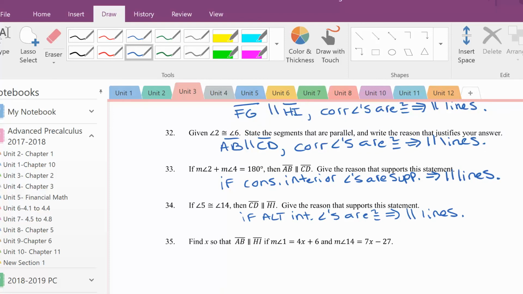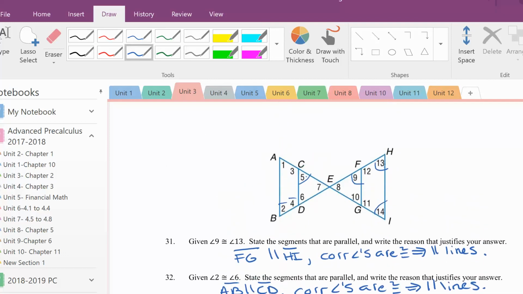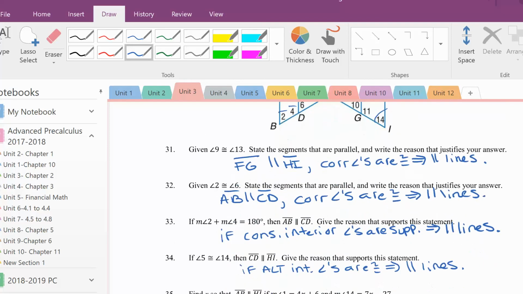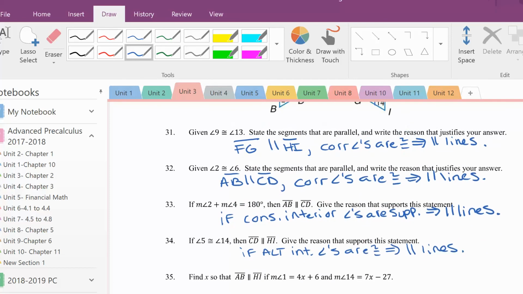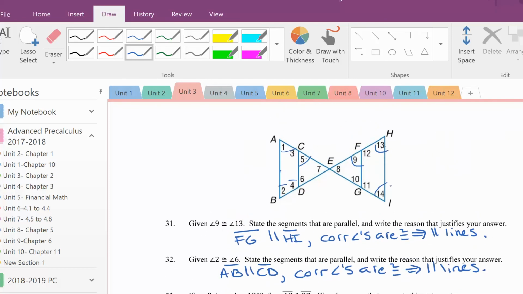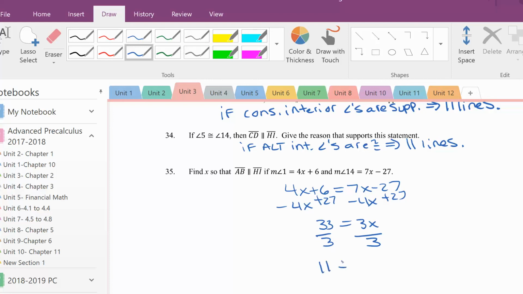And then last but not least, it says find x so that AB is parallel to HI. If the measure of angle 1 is 4x plus 6, and 14 is 7x minus 27, those are alternate interior, so you can set them equal to each other. So you get 3x, and then plus 27. So 6 plus 27 is 33, divided by 3. So x is equal to 11.